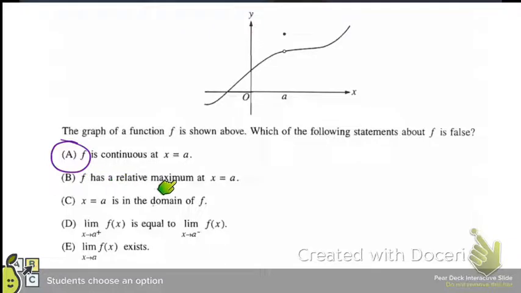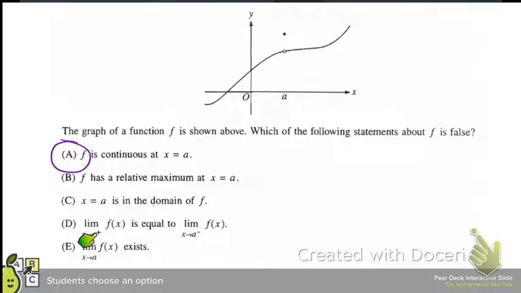B, f has a relative maximum at x equals a. If we look at this graph and look up here at the function, the fact that there is a higher point here than the ones around it means that it is a maximum. It is higher than the ones around it. So yes, it is a relative maximum at x equals a. Part C, x equals a is in the domain of f. Yeah, because there's a solid point. So the fact that there's a solid point somewhere on this line means that it is defined at a, therefore this point is in the domain.